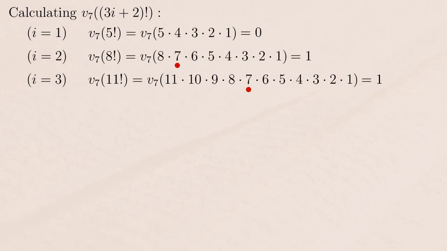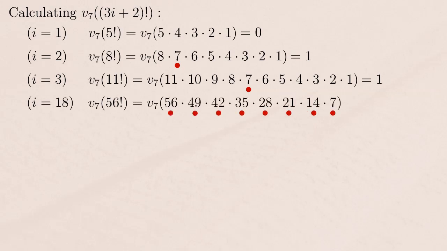But let's be careful. It's not quite as simple as just counting multiples of 7. For example, when i is 18, we're calculating v7 of 56 factorial, so let me write out all the multiples of 7, there are 8 of them. But you might notice that 49 is actually 7 squared, so 49 contributes twice to the 7-adic valuation. This valuation turns out to be 9.